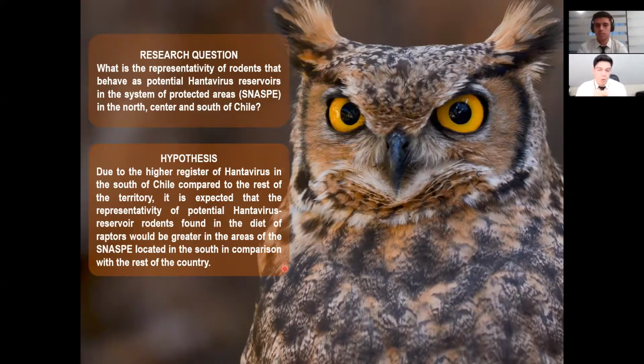We also developed the following hypothesis to this question: due to the high register of hantavirus in the south of Chile compared to the rest of the territory, it is expected that the representativity of potential hantavirus reservoir rodents found in the diet of the raptors would be greater in the areas of the SNASPE located in the south in comparison with the rest of the territory.